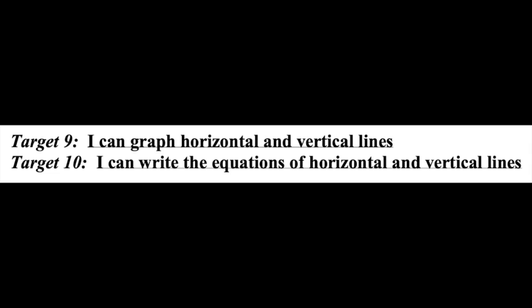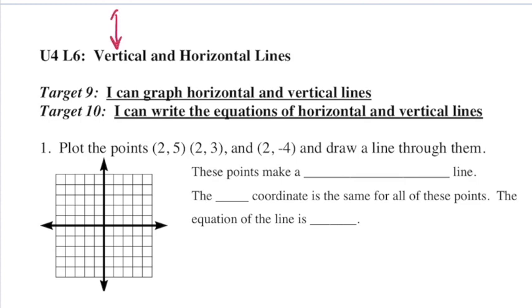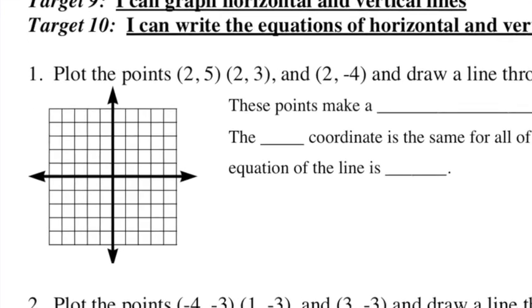Welcome to Lesson 6, where we'll be learning how to deal with vertical and horizontal lines. The word vertical means going up and down. The word horizontal means going left and right. These are two special cases that we kind of talked about their slopes already, and now we're going to talk about their equations. So the first thing we're going to do is plot some points.